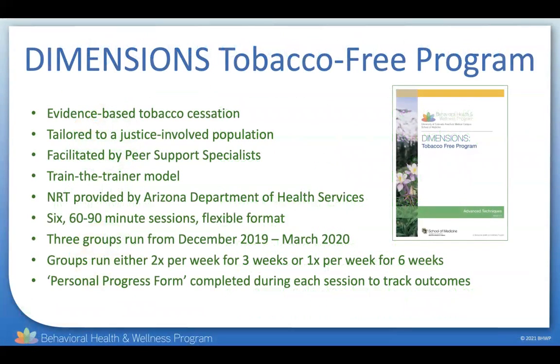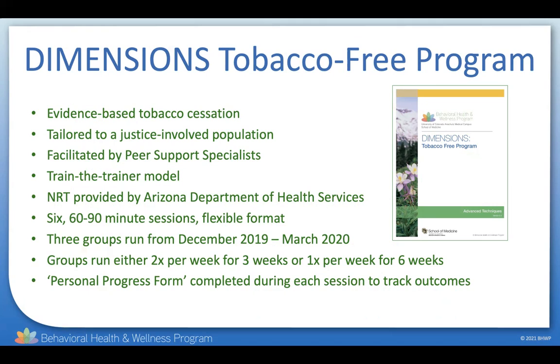Okay, so the Dimensions Tobacco-Free program was used for this project. We evaluated the success of the program, which is a flexible 6-session program, which in this case was actually tailored to a justice-involved population. Peer support specialists were those who were trained to facilitate the Dimensions curriculum to their peers in that setting. And so the peer educators really were a natural fit for this work. This project does use a train the trainer model so that they were able to in turn train their other peers also to run the group and to support the program and really to help continue the program at the organization. And so 3 different groups got up and running essentially in early 2020.